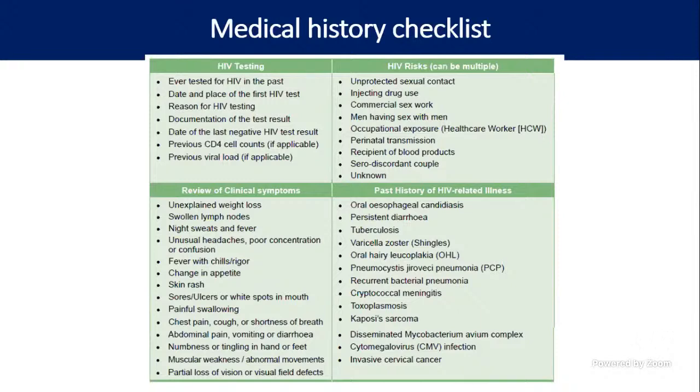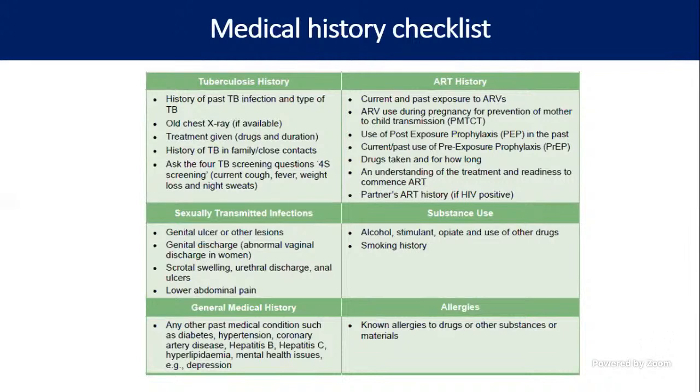Any other intermittent infections that the patient had. Next slide, please. So then we go to the tuberculosis history and ART history. I already told you about PEP, PrEP history that we need to take.